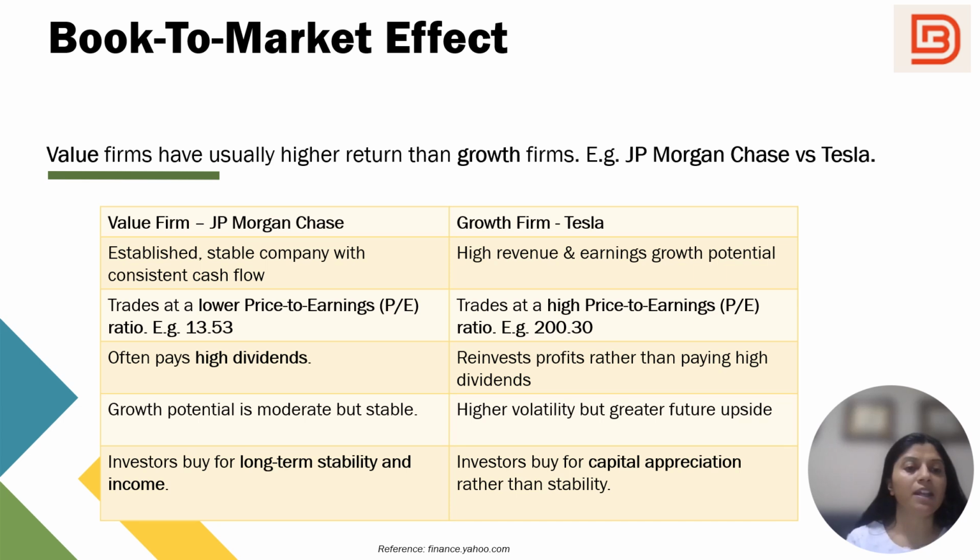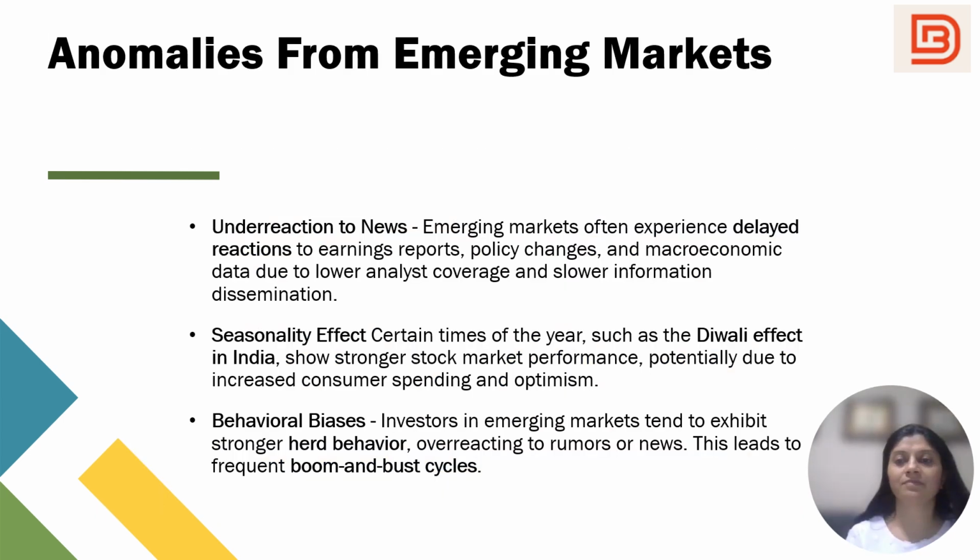Value firms often pay high dividends, as discussed before, whereas growth firms reinvest profits rather than paying high dividends. Growth potential is moderate but stable for value firms, whereas for growth firm, higher volatility but greater future upside. Value firm investors buy for long-term stability and income, whereas for growth firm, investors buy for capital appreciation rather than stability.